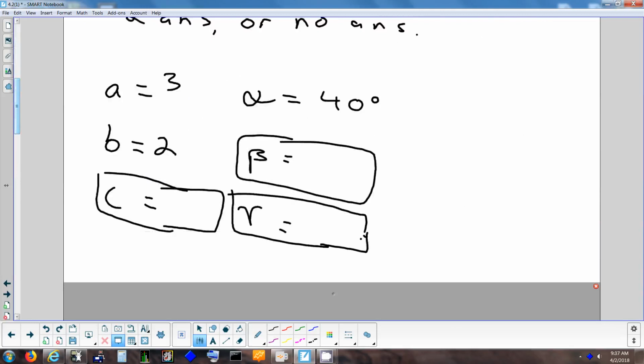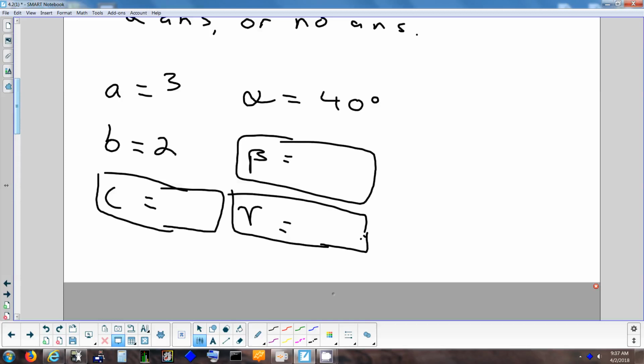Now, what can't you do here that you could do in the last 2 problems right away? Yeah, find the third angle. You can't find the third angle because you're missing 2 of them. In each of the other problems, we were only missing 1. So that's a little different. You can't find the third angle right away.